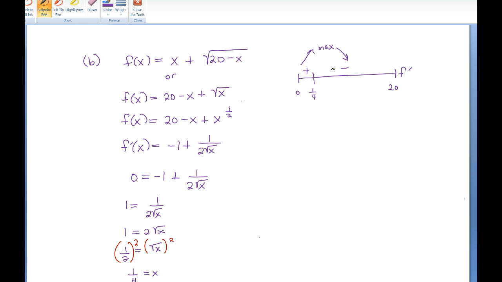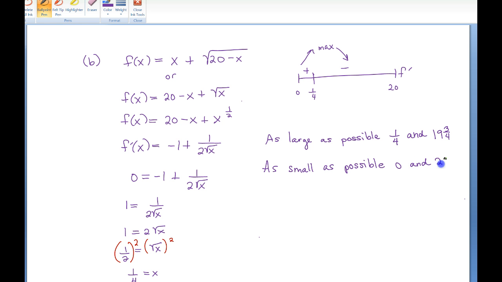So we have the largest, or as large as possible, will be 1/4, and well, if they have to add up to 20, it's just going to be 19 3/4. And then as small as possible, that's going to be 0 and 20.